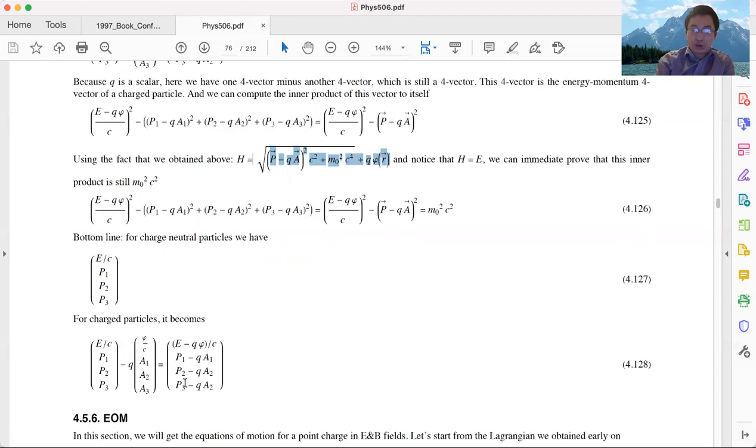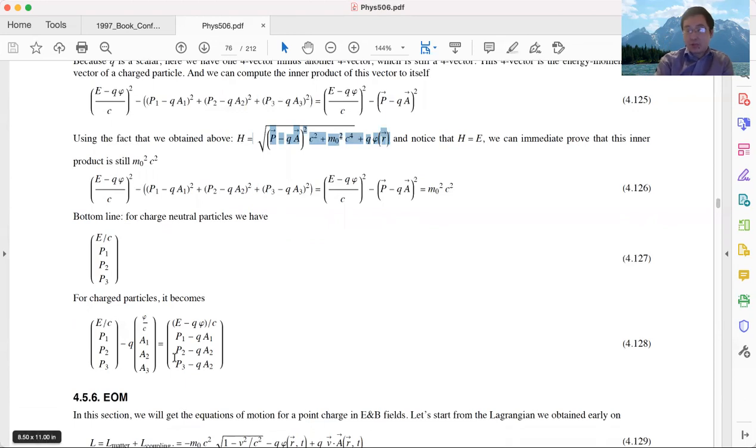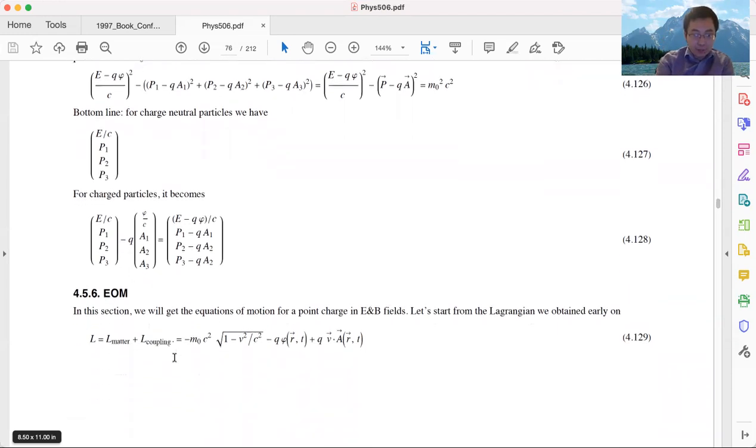And the inner product of this vector with itself is m0 squared c squared. This is the minimum coupling in 4D formalism. And this 4D formalism guarantees that the minimum coupling stays invariant under Lorentz boost. If we write down this minimum coupling in one reference frame, in another reference frame it will look exactly the same. So that's all about minimum coupling.